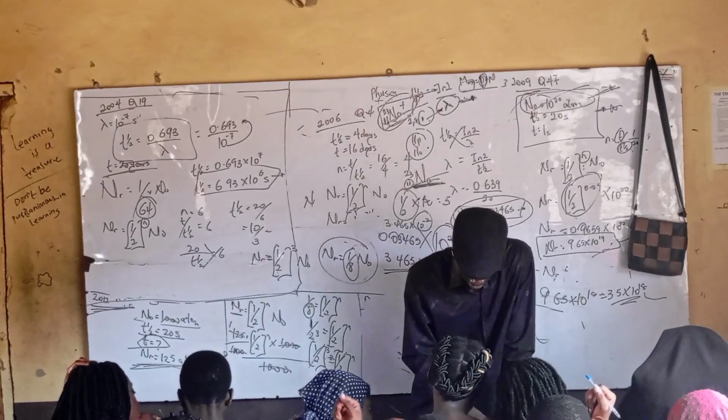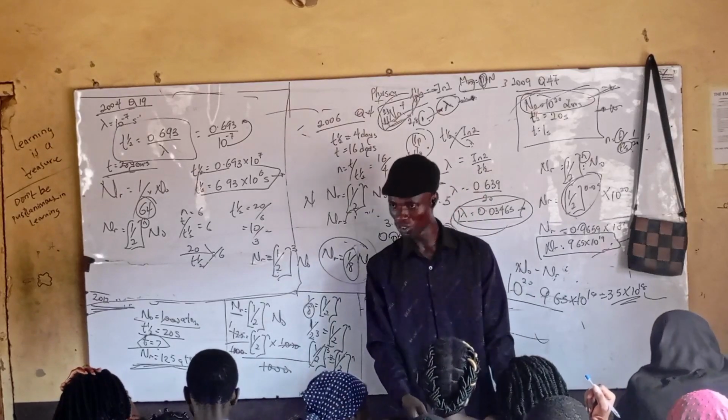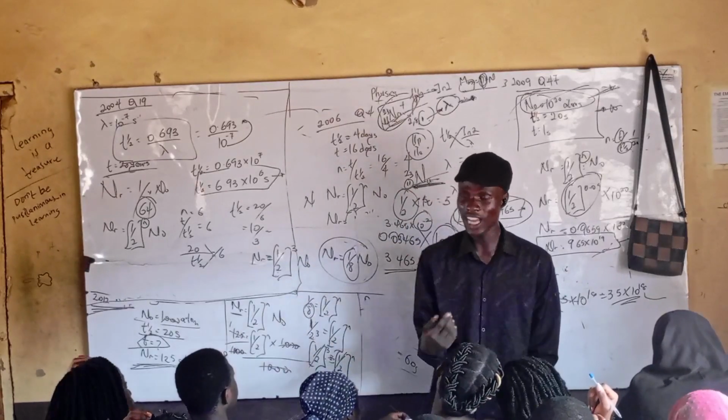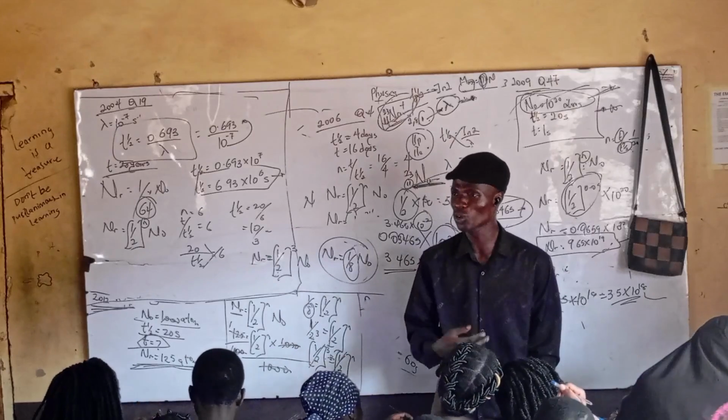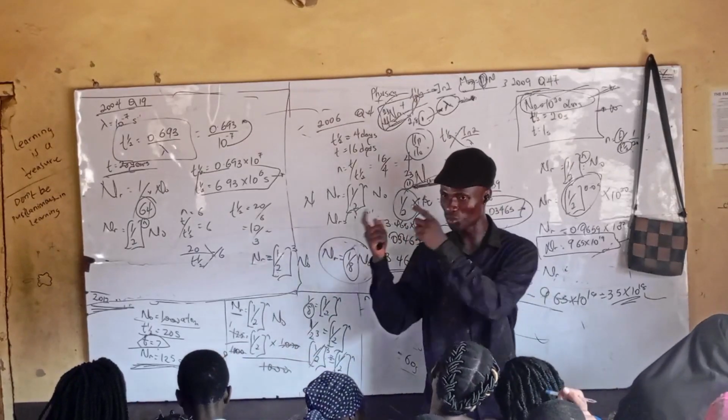Next one: the same number of other particles. They don't have the same number of other particles. Yes or no? That is the particle that is lost. Which particle is that? Neutron. They have a different number of neutrons. Yes or no? Yes. Please understand the concept of proton, electron, and neutron.